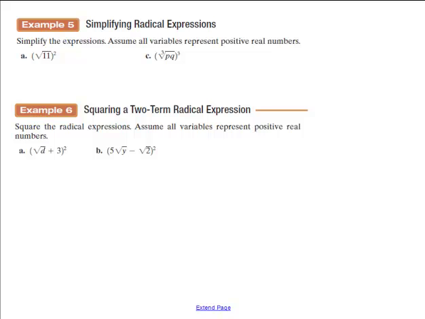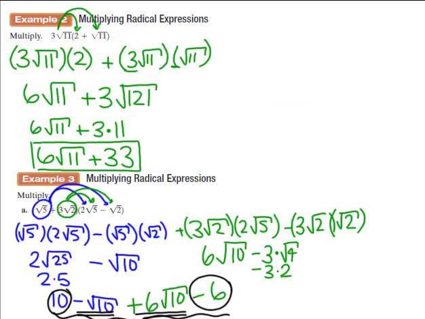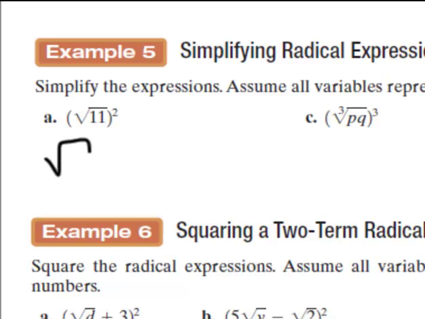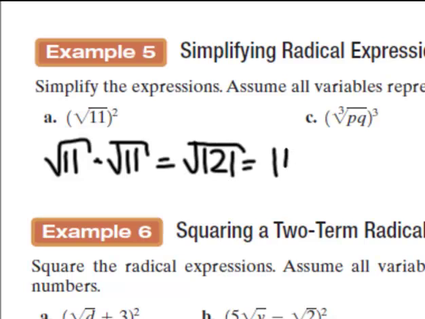Example 5. Hopefully something you notice with these last problems, that if I multiply the square root of 5 by the square root of 5, I end up with just plain old 5, because it's squared. And then when we multiplied the square root of 2 times the square root of 2, we ended up with just 2. So square roots and squares undo each other. So if I want to take the square root of 11 and square it, I'm really taking the square root of 11 times the square root of 11, which equals the square root of 121, and that is 11.